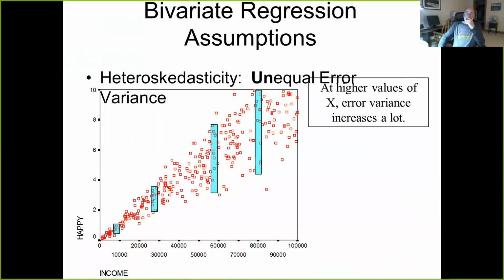This is a very common pattern to find, especially when you're looking at monetary magnitudes, prices of homes, income levels. It's pretty common to find this cone-shaped pattern. Usually it's errors getting larger as X gets larger. It could be the opposite kind of cone shape, where it's more spread out at low values of X and then gets less spread out as X increases. In either case, it's heteroskedasticity. You have violated a regression assumption.